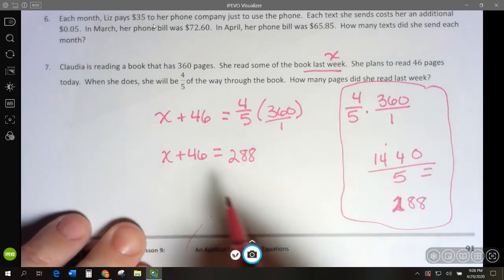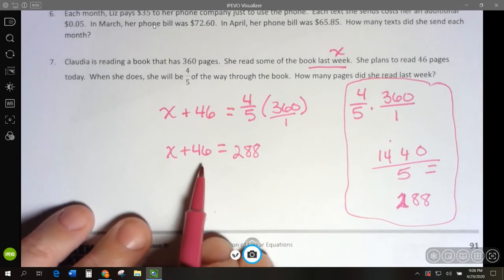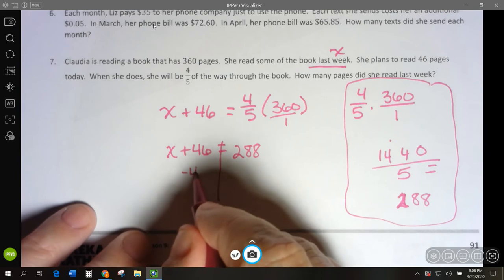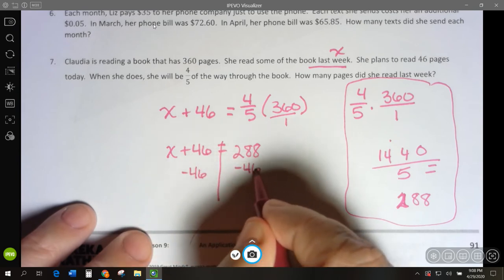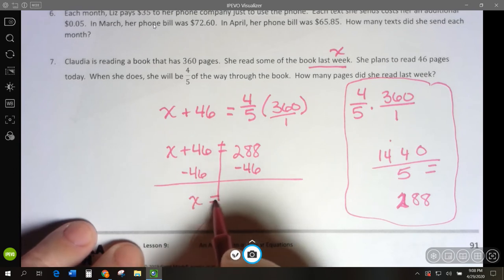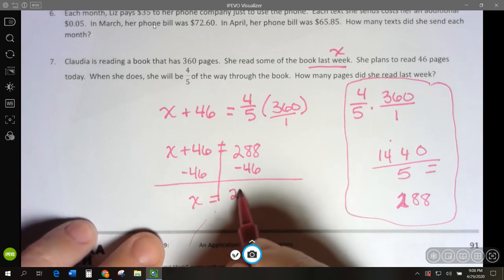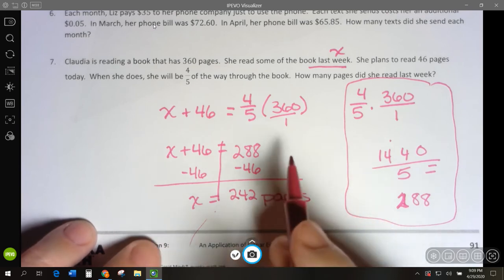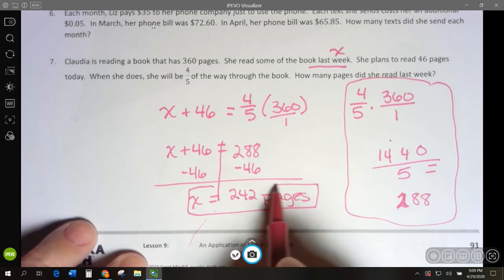Okay. Now to continue this, I need to get rid of the adding 46. I'm going to subtract 46 on both sides. And X is going to be 242 pages. So she read 242 pages last week.